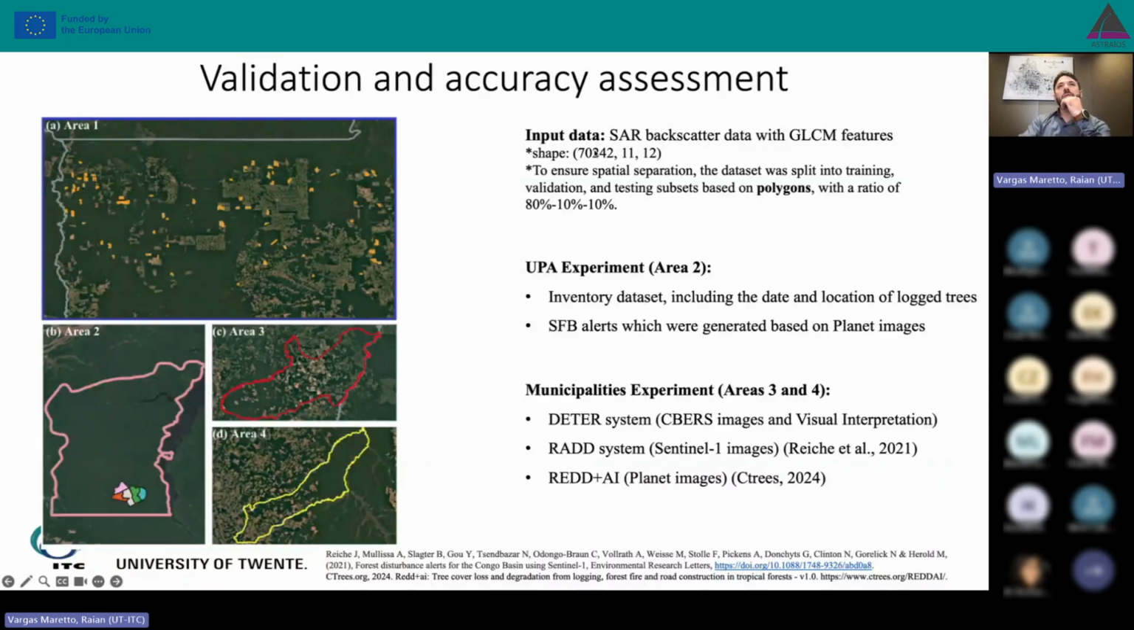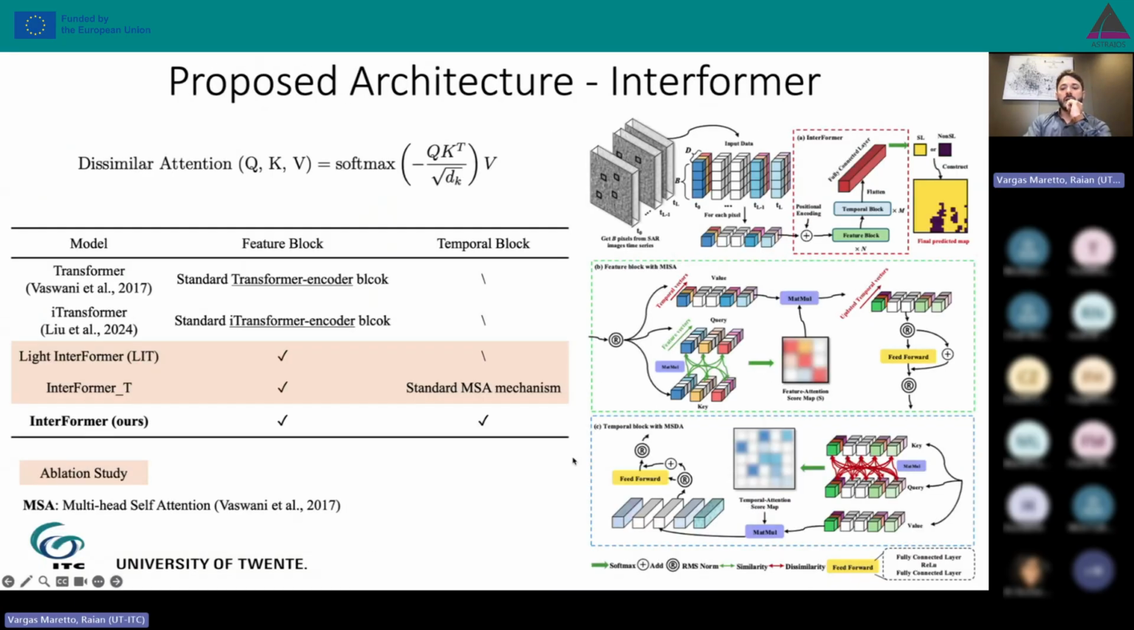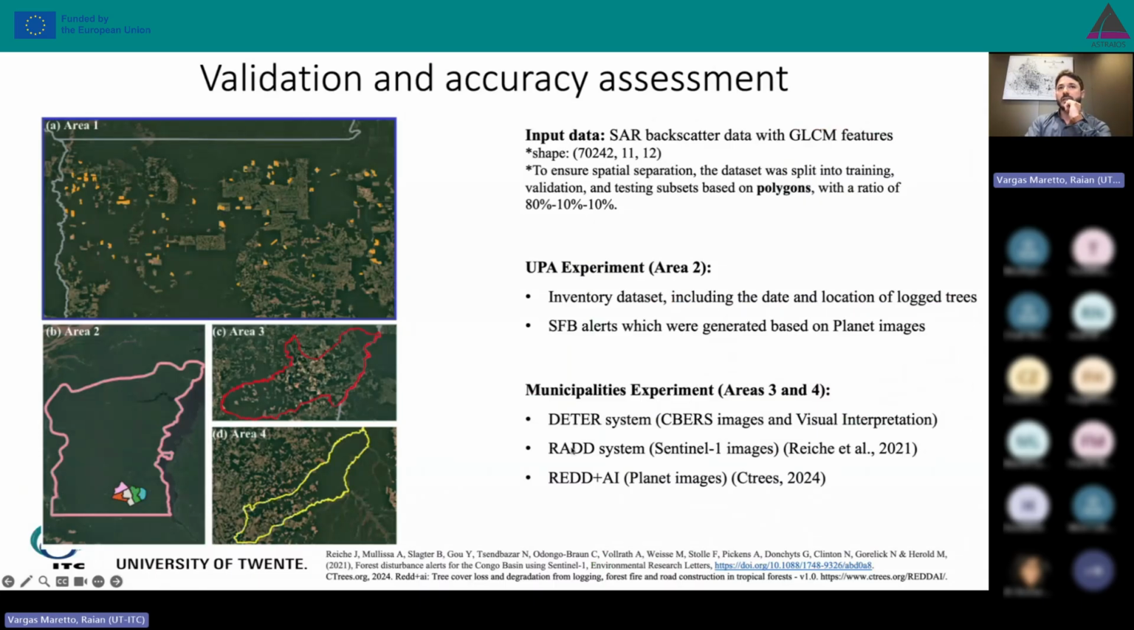And then we generated around 70,000 samples for training, test, and validation in area 1, and then we tested the transferability for areas 2, 3, and 4. For area 2, as I mentioned, we have the GPS points with the location and the date where the trees were extracted, and we also compared it with the current state of the art in terms of automated systems, that are RADD and REDD plus AI that works with Planet images.